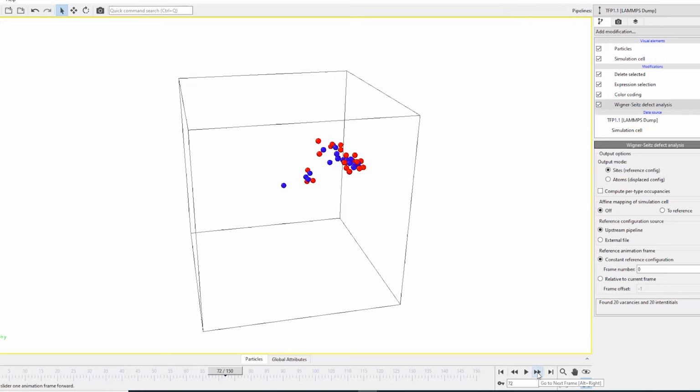Once it loses its energy, at present you have 20 interstitials and vacancies. You can see here at the bottom right, it found 20 vacancies and 20 interstitials. Now it will start decreasing. This way you can analyze the results of your MD simulation with the help of Ovito.